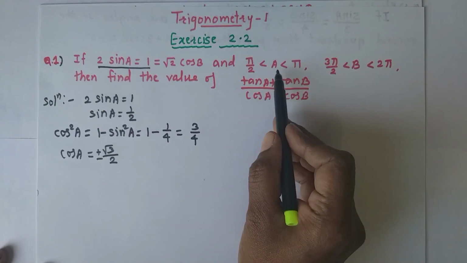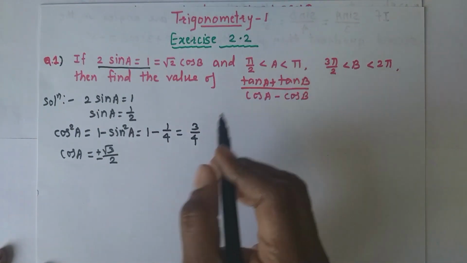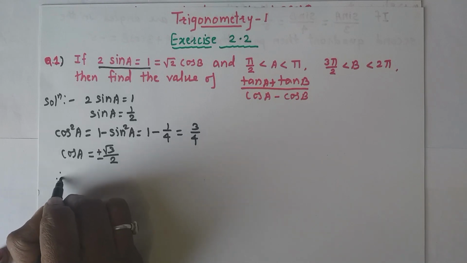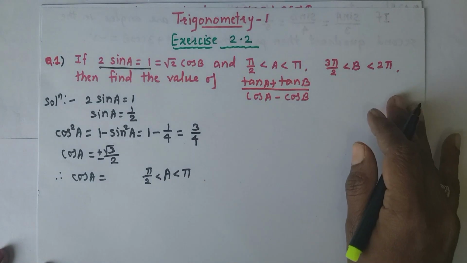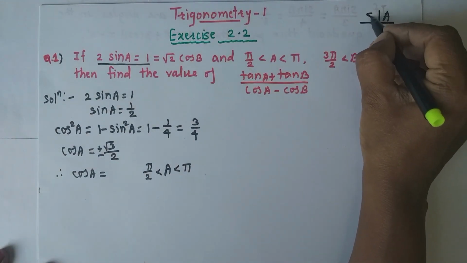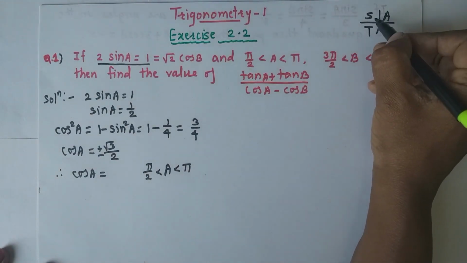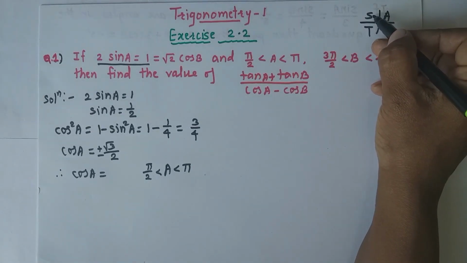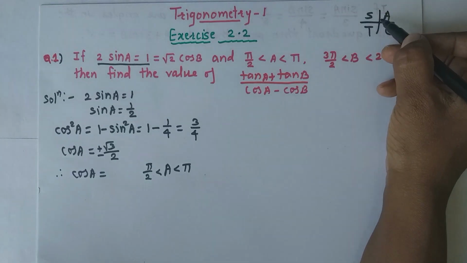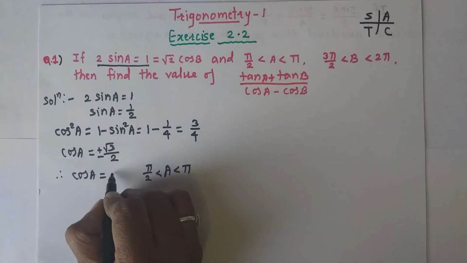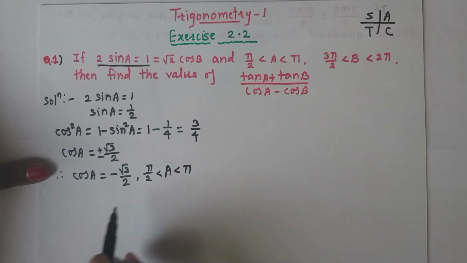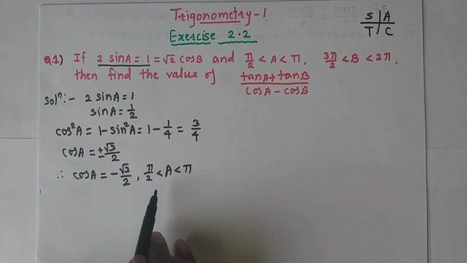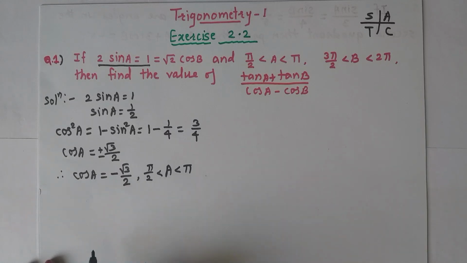But see here, A lies in the second quadrant. Therefore, we know that in the second quadrant, only sin and cosec are positive and the remaining trigonometric functions are negative. Therefore, cos will be negative here. You write down, this will be minus root 3 by 2. Since A lies in the second quadrant, we are taking the negative value.